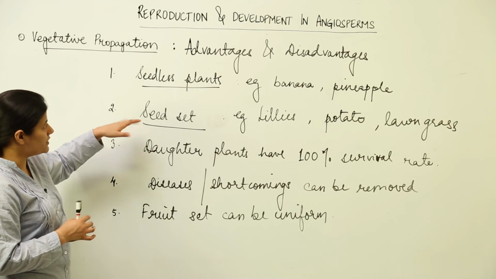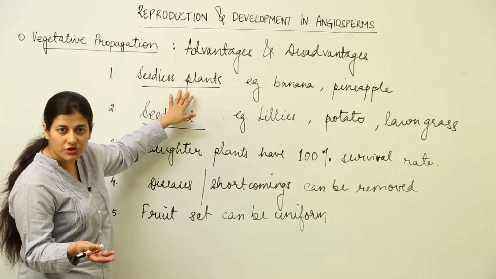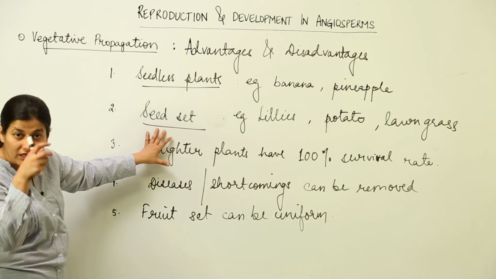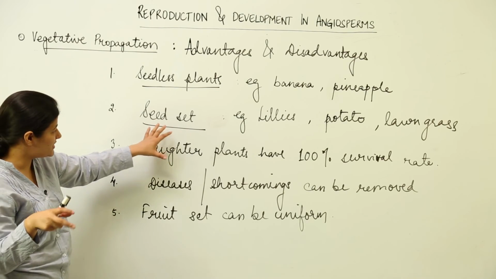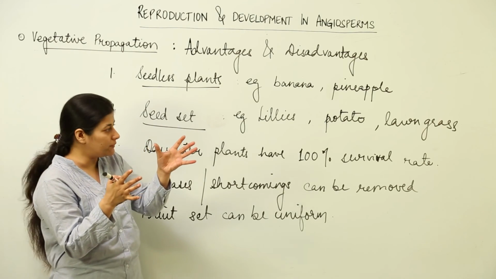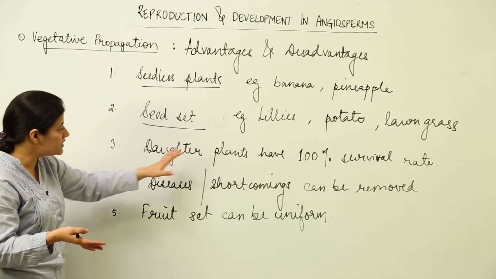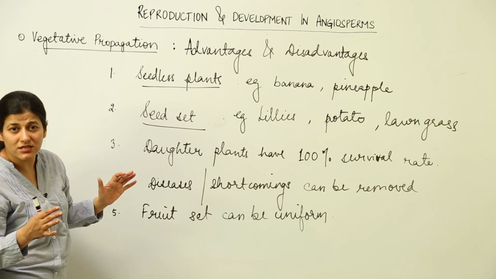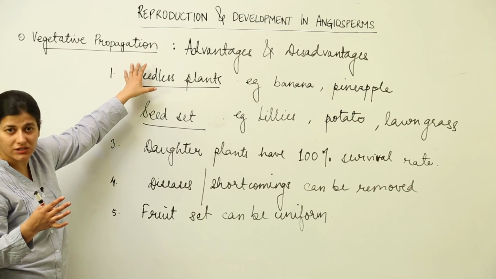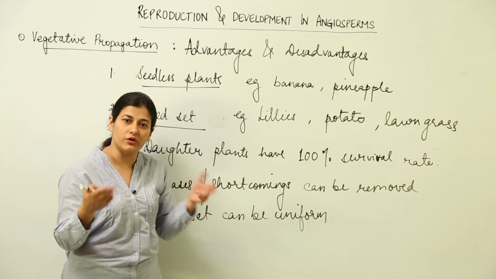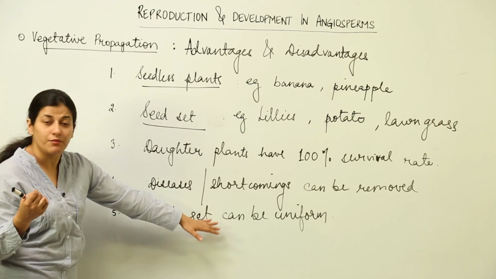So, we are going to revise that seedless plants can be generated by the process of vegetative propagation. Where the seed set is low, a small seed set is being produced by the plant, then we can have the offsprings being generated, the daughter plants. The daughter plants have 100% survival rate if they are vegetatively propagated. The diseases or shortcomings can be removed by pruning or cutting, and the fruit set can be uniform.